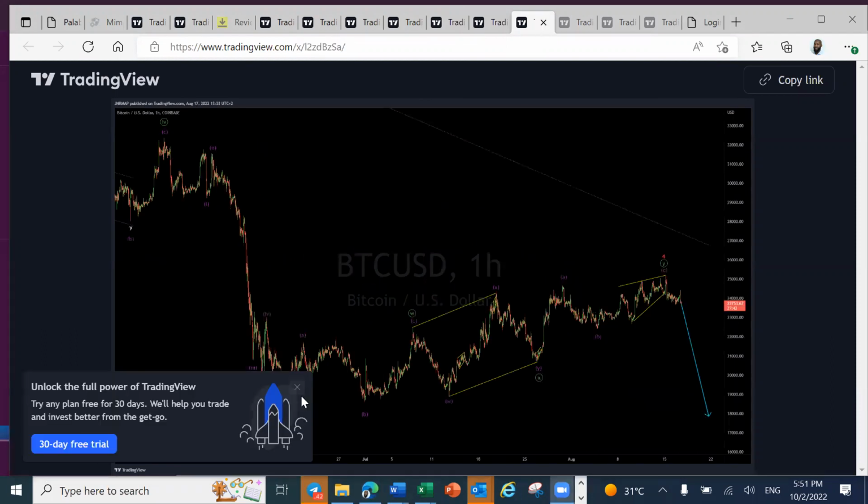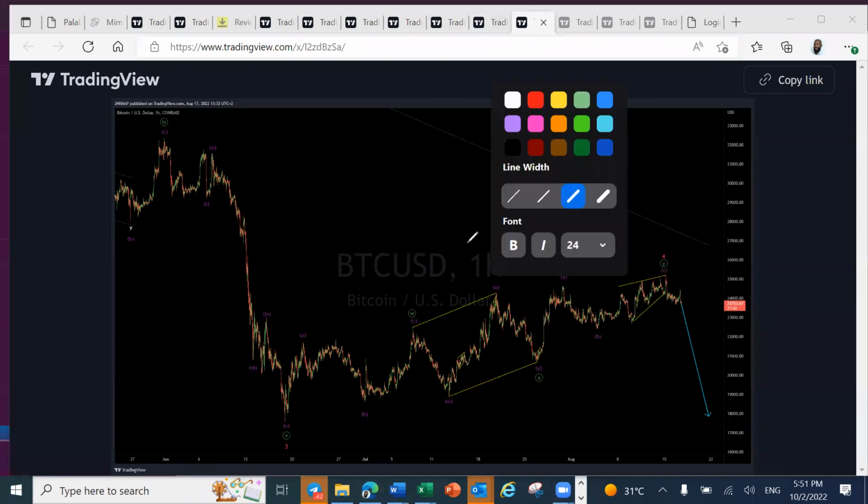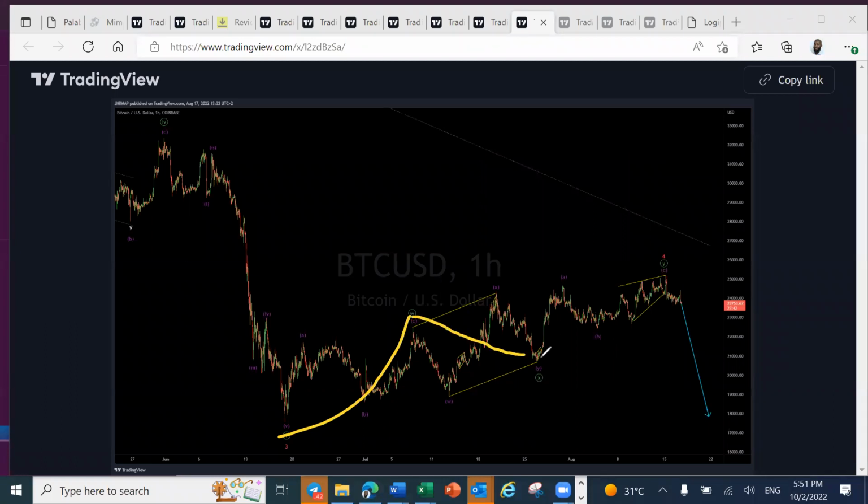Let's have a look at more. Bitcoin, as you can see, it has made a very interesting structure here. So we were looking at this to have made 3 waves up, 3 waves back, and another 3 waves up to make that wave 4. So let's just show that wave 4.